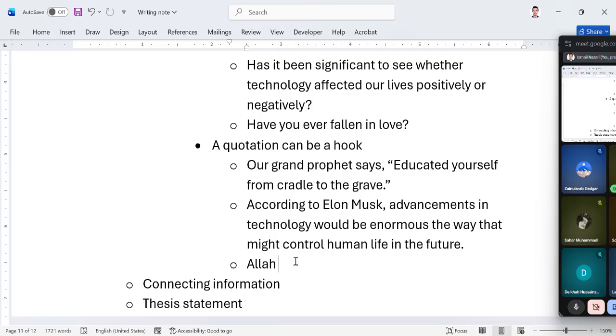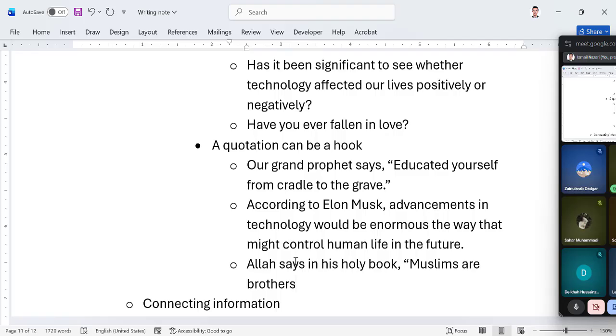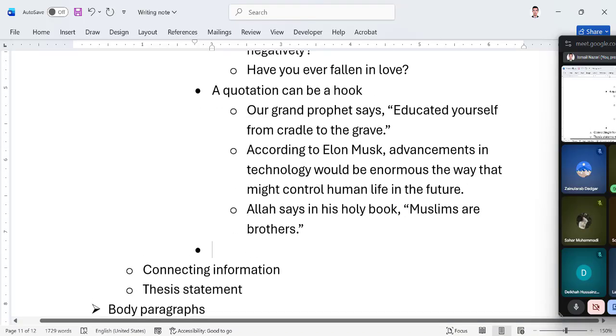Okay. So Allah says in his holy book, Muslims are brothers. So this would be a good hook as well. We can use quotations in order to have it.